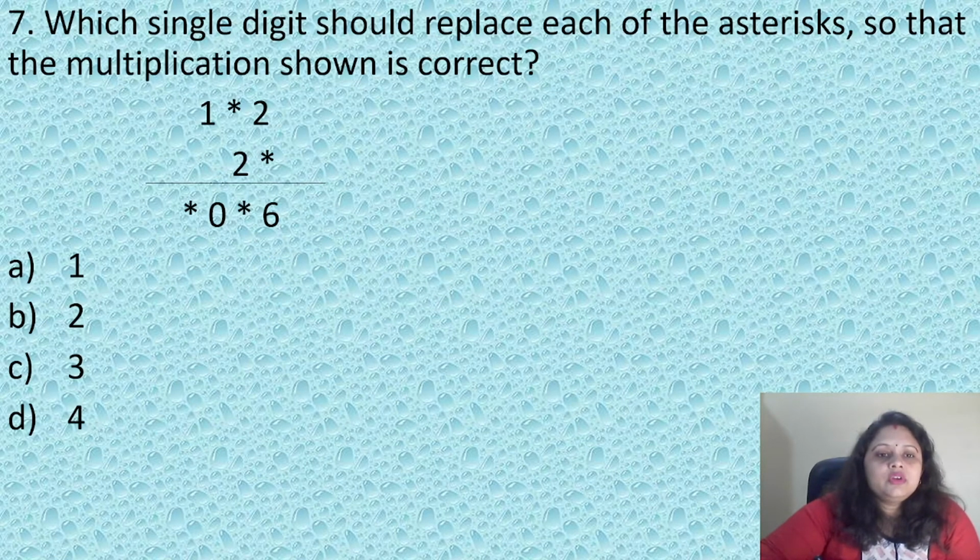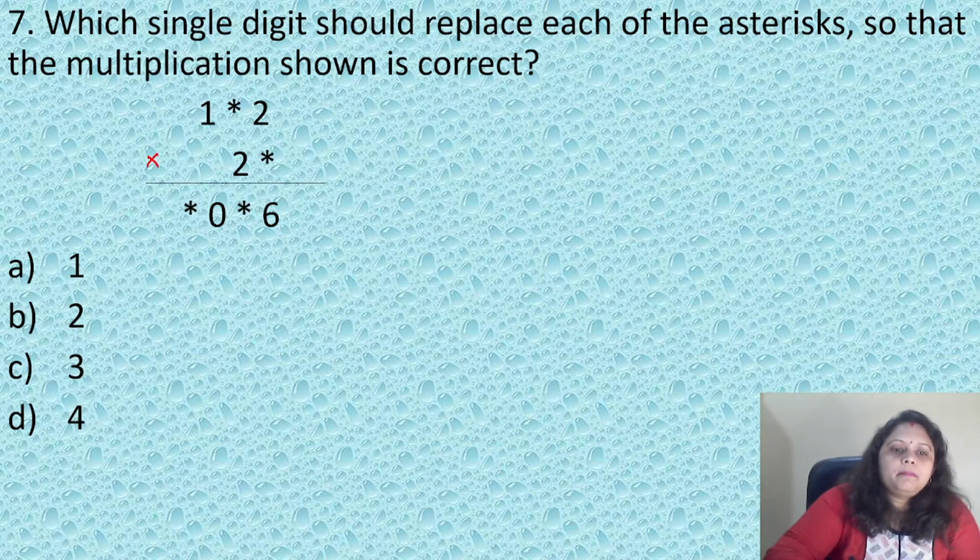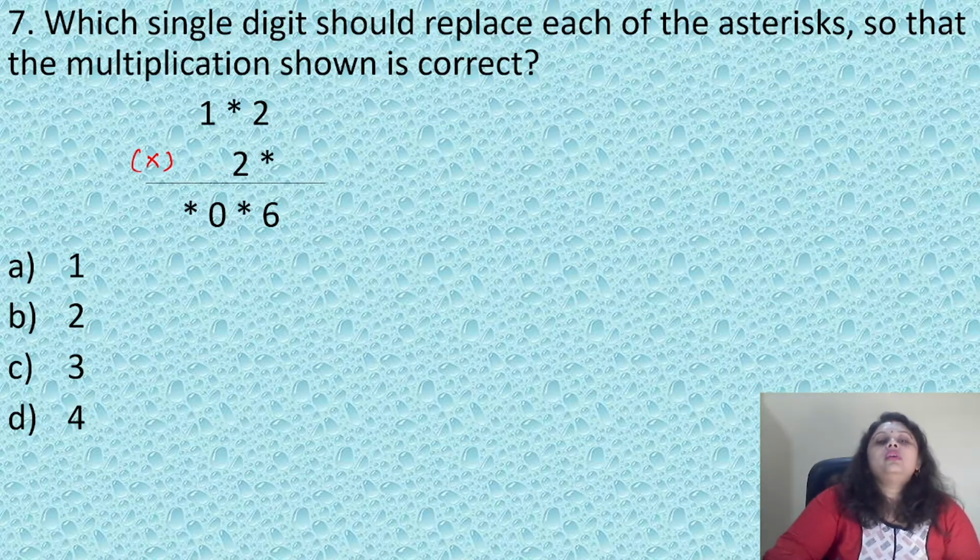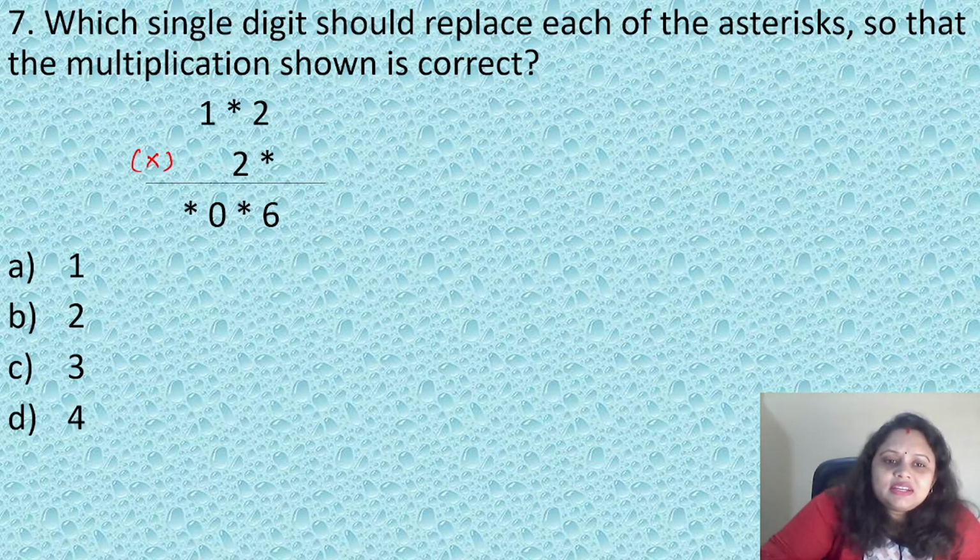Number 7. Which single digit should replace each of the asterisks so that the multiplication shown is correct? So here a number is there, below it another number is there, and we have to multiply them. So a single digit that is present in all the places, in all the asterisks. So what can be the digit? Something into 2 equal to 6. Here asterisk into 2 equal to 6. So what can be the value of asterisk?